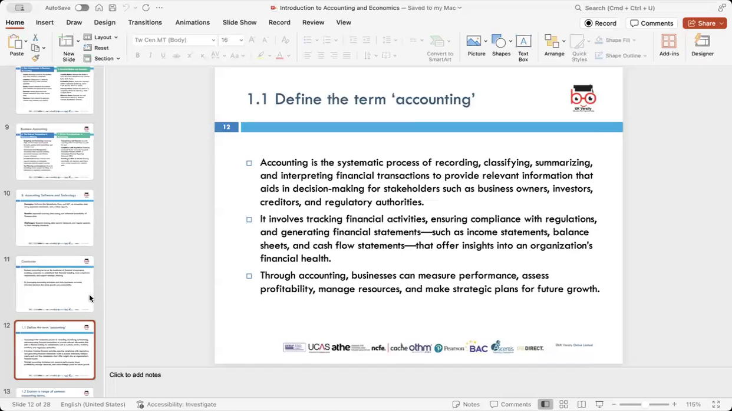Accounting plays a vital role in financial management. Through accounting, businesses can measure profitability, evaluate financial stability, manage resources efficiently, and plan strategically for future growth. Without accounting, organizations would struggle to make sound financial decisions and operate successfully in a competitive business environment.